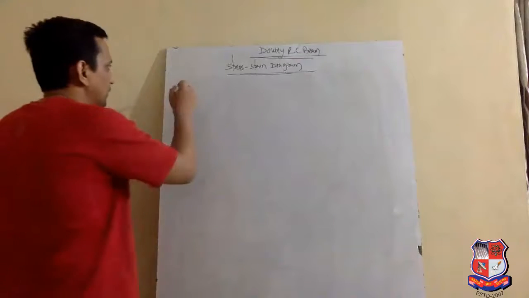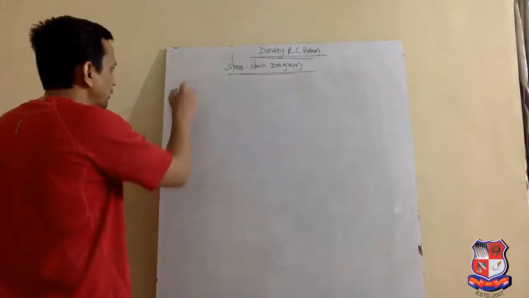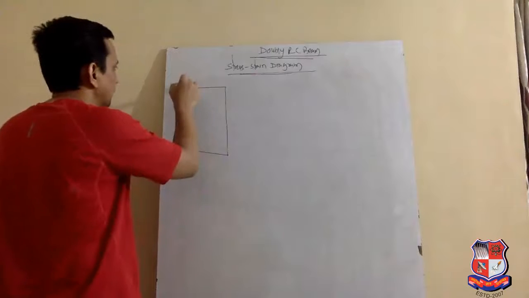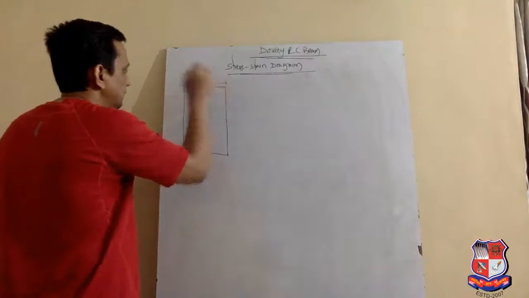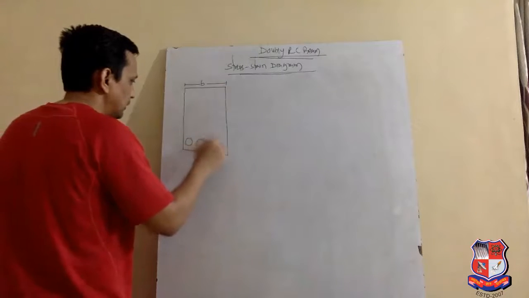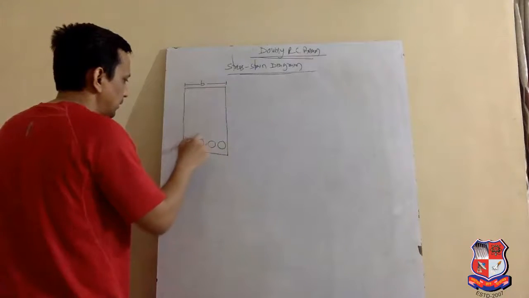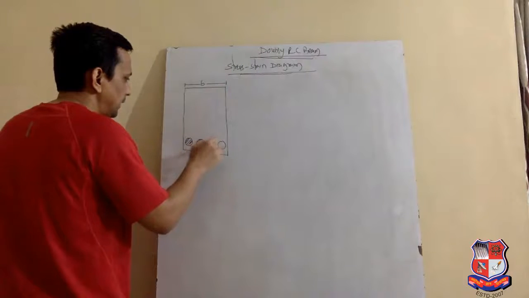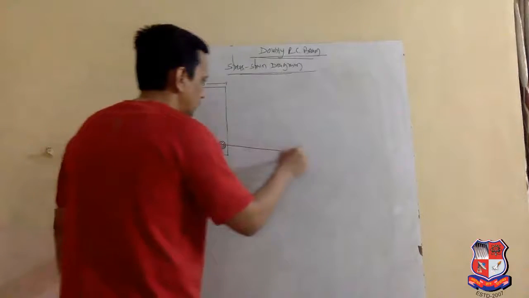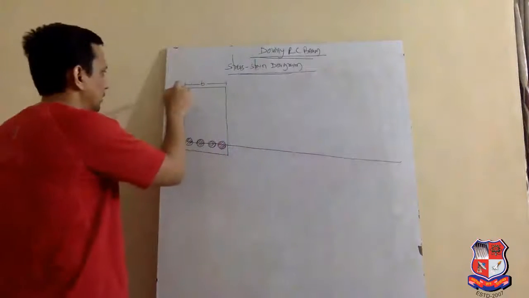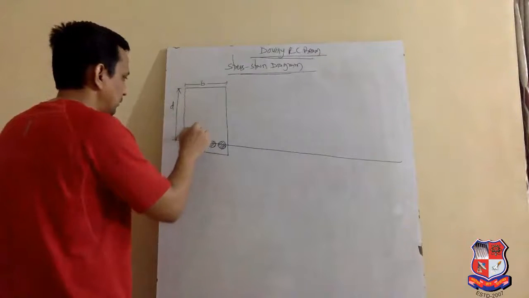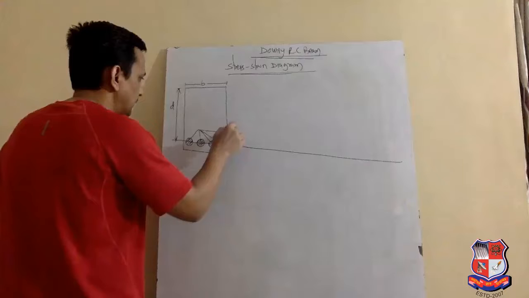For that, let me draw the cross section of the WRC beam. This is the width of the beam. 1, 2, 3, and 4. Reinforcement in tension zone. This is the effective depth. This is AST.